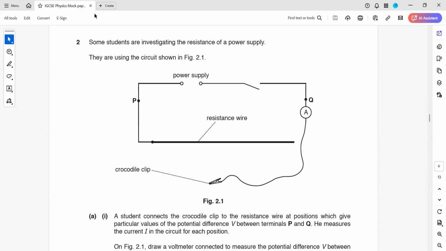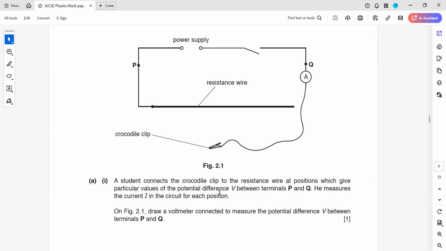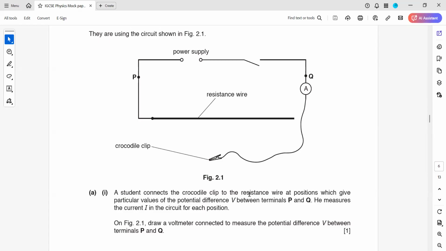Moving on to the second question: some students are investigating the resistance of a power supply. They are using a circuit as shown in figure 2.1. As you can see, there is a power supply between P and Q, a resistance wire, an ammeter, and a crocodile clip. A student connects the crocodile clip to the resistance wire at a particular position. He can place this crocodile clip at different positions, like here or here, anywhere according to the length he's using. Then he's measuring the potential between P and Q. These are the points.